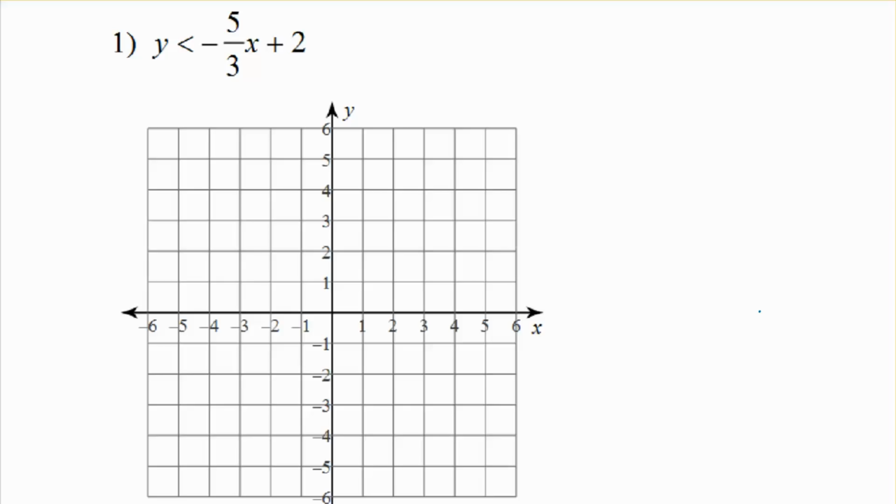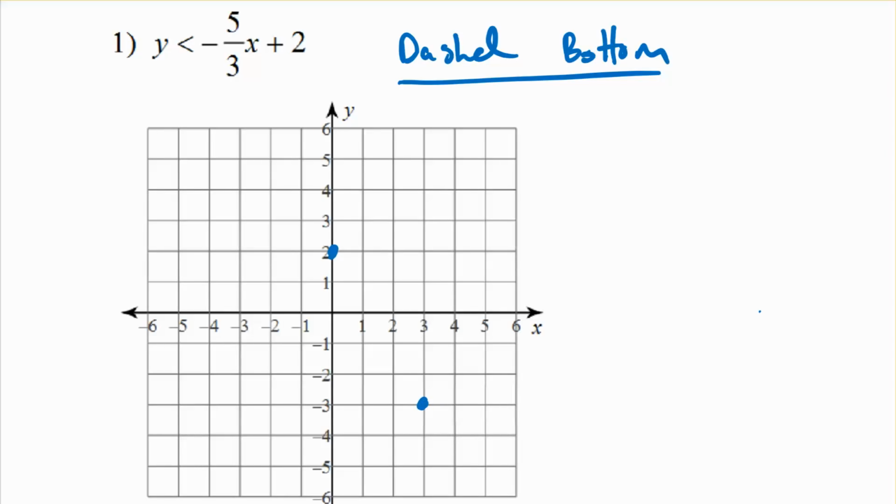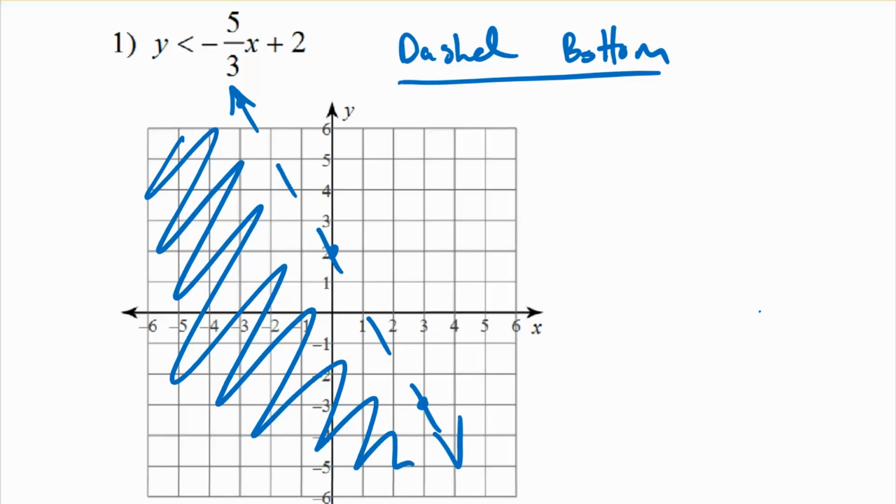So the first thing we want to do is decide what kind of line we're going to make here. We've got less than, and because it doesn't have the equal sign, we're going to do a dashed line and shade on the bottom. Our y-intercept is 2, our slope is negative 5/3, so that means we're going to go down 5 and over 3. We can go up 5 and left 3, and make a dashed line. And the bottom of this line would be the left side, so we'll shade the left side.